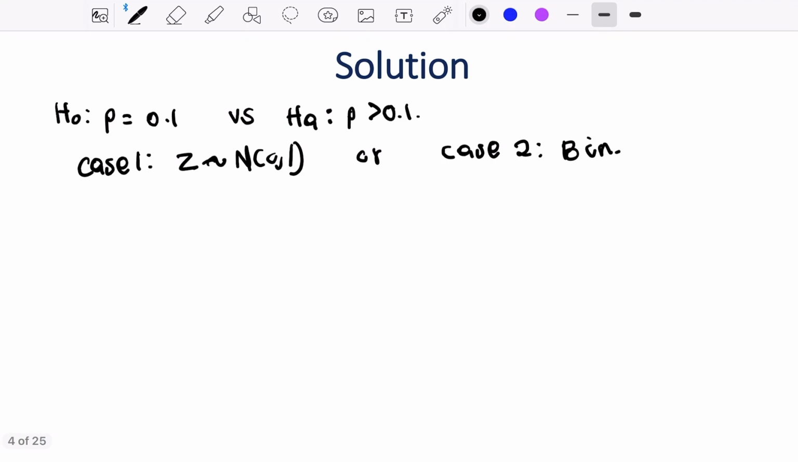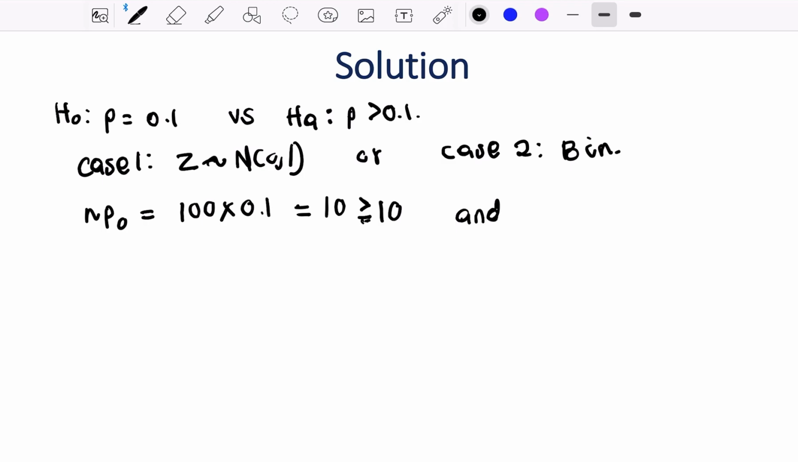Cool. So remember, we have to check n P naught, which is equal to 100 multiplied by P naught, which is 0.1, because 10% of 100 is just 10, which is equal to 10, which means it satisfies greater or equal to 10, because the equal to is included there.